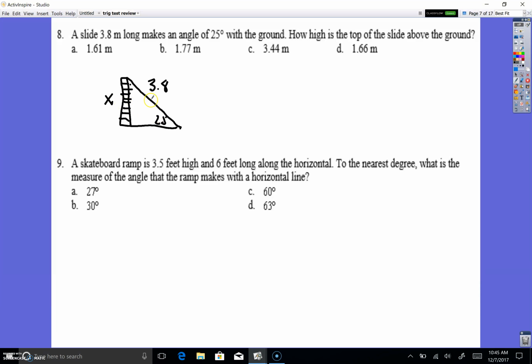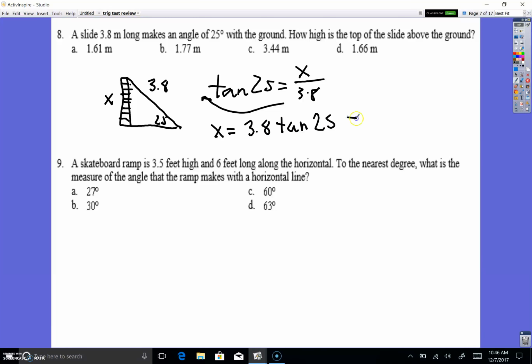Again, this is going to be tangent, okay? Tangent of 25 is equal to opposite, which is x over 3.8, okay? We move the 3.8 over here, so x is equal to 3.8 tangent of 25, which is going to equal, we do that, I think we get 1.605, which, if we round it, is 1.61.